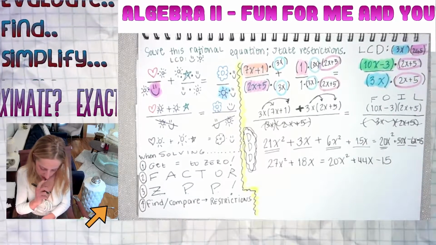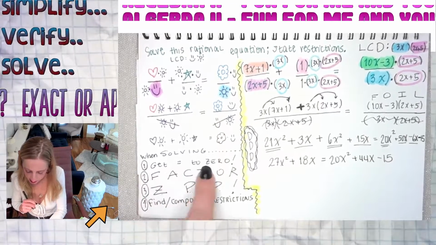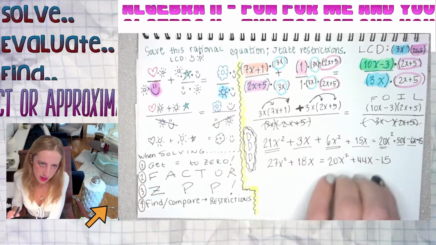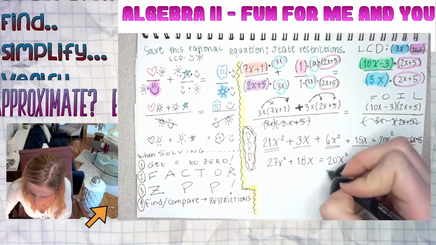Now, what did we just say? When solving, get equal to 0. Let's get this bad boy equal to 0. Let's take all this stuff on the right and scooch it over and get it on the left. So we're going to subtract 20x squared from both sides.